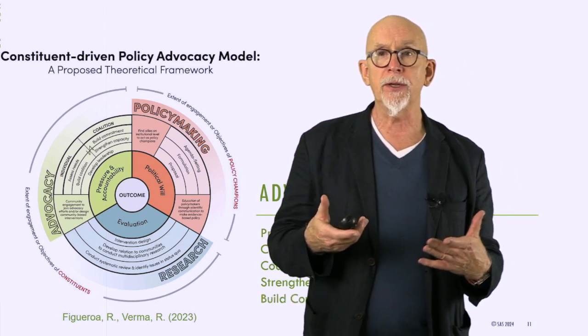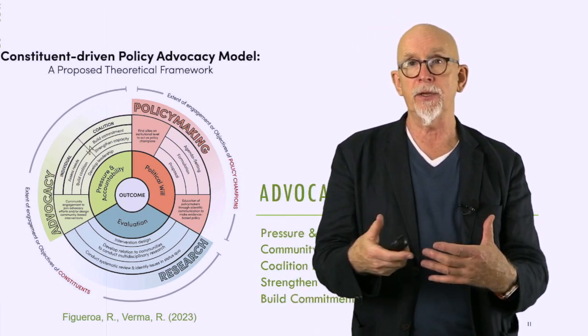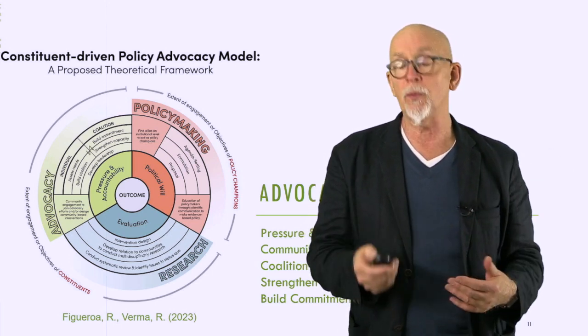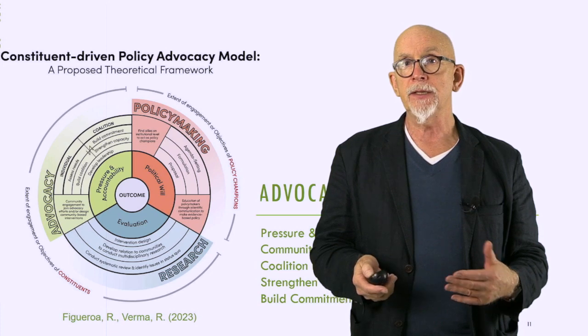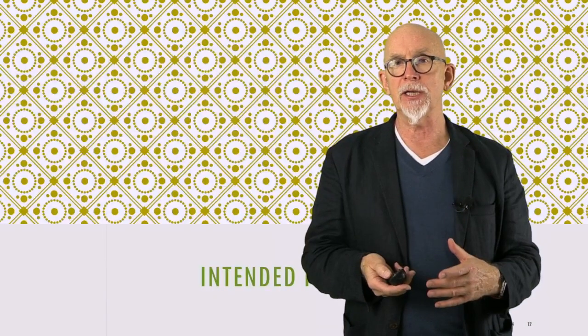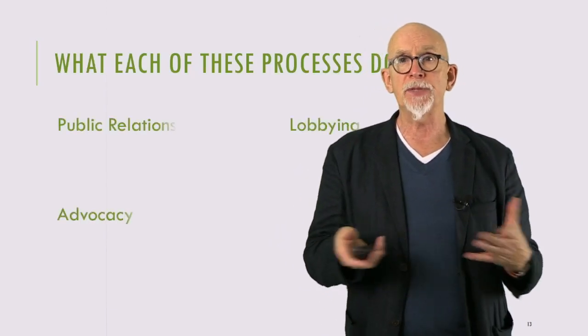And finally, you're building commitment by a community into the community itself, and then you're trying to get that commitment back into the community through one's elected representatives. So these are examples of how these different elements of public relations are created, and then their intended purpose, what each of these processes do.